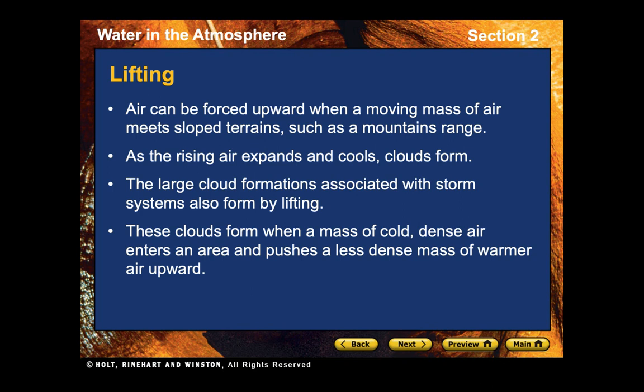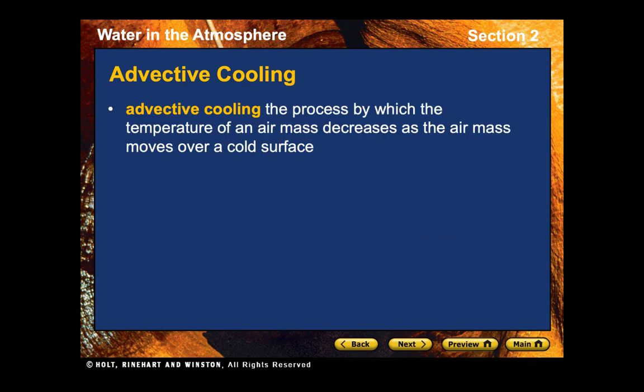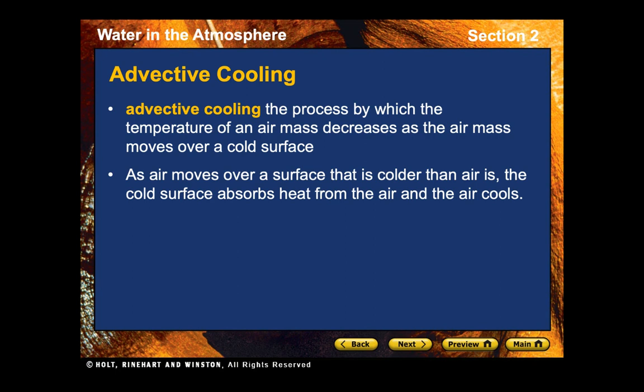A little different. So lastly today, advective cooling. Advective cooling is the process by which the temperature of an air mass decreases as the air mass moves over a cold surface. As the air moves over a surface that is colder than the air, this cold surface absorbs heat from the air, and the air cools. If the air cools below its dew point, guess what we get? Clouds.